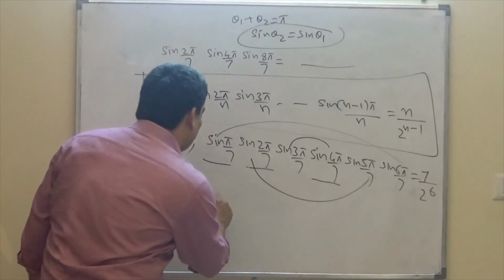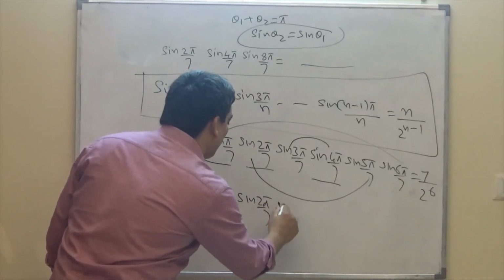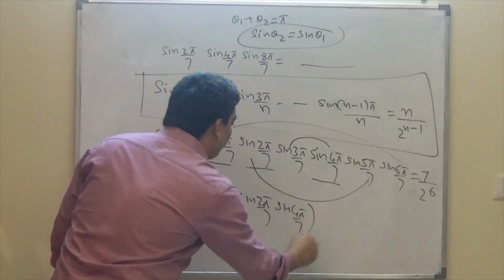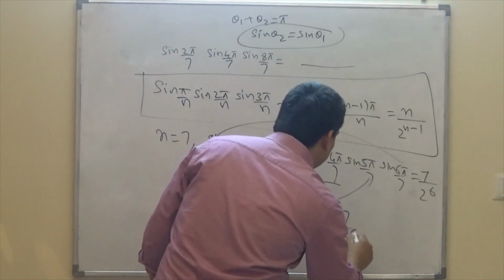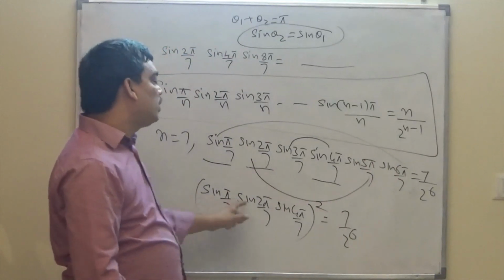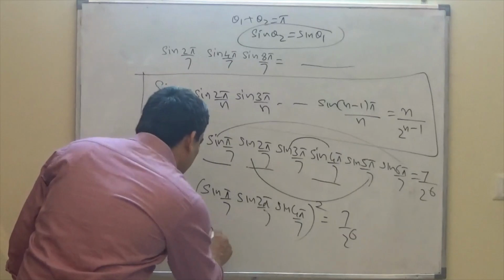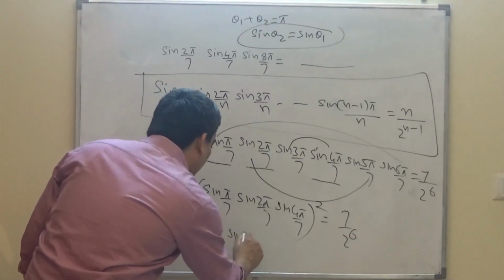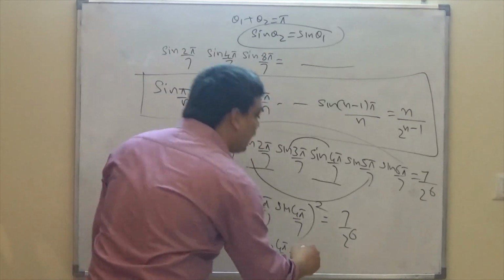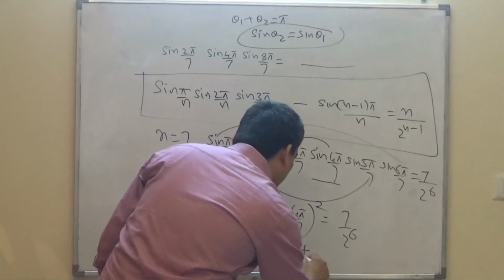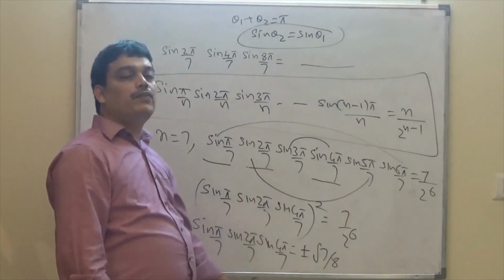Therefore you can write (sin π/7 × sin 2π/7 × sin 4π/7) whole square, because all the remaining 3 terms are the same as these 3. And this can be written as 7 by 2 to the power 6. Now to find the value of this product, you can remove the square and take the square root on the other side. You get sin π/7 × sin 2π/7 × sin 4π/7 equal to, when you take the square root, you get two answers, plus or minus root 7 by 2 cubed, that is 8. But out of these two signs, plus or minus, we have to write only one sign.